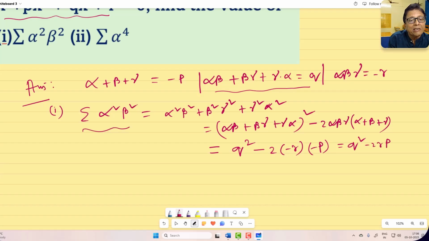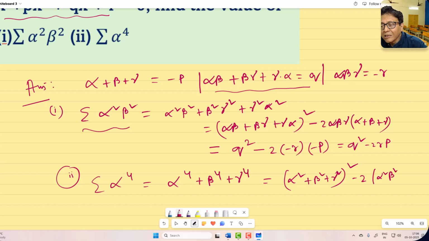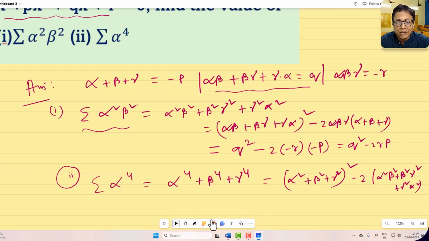So you got sigma alpha square beta square. Next part is what? Sigma alpha 4 runs on 3 symbols, so it will be alpha 4, beta 4, gamma 4. This is nothing but alpha square, beta square, gamma square whole square minus 2 into alpha square beta square, beta square gamma square, gamma square alpha square. Okay?